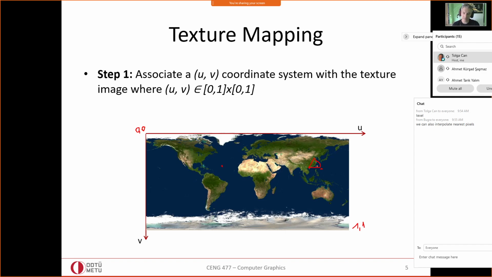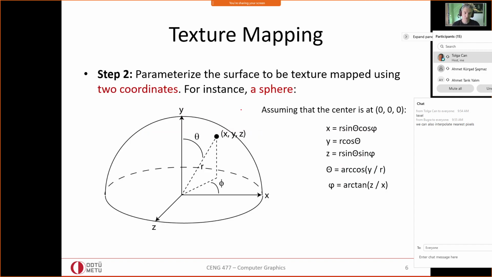So for spheres, we can actually do this mapping automatically. We can have a mapping between the surface point and these UV coordinates automatically. So I'm going to show one way to map a surface point XYZ on a sphere to UV coordinates.